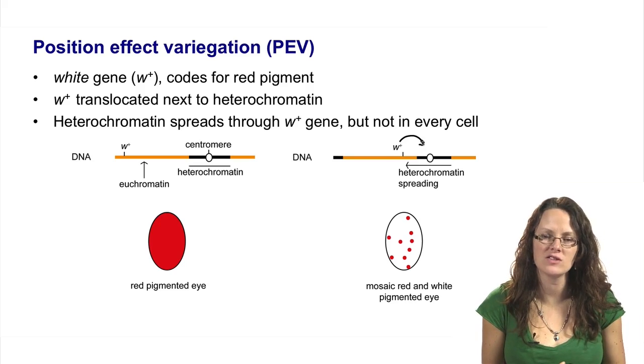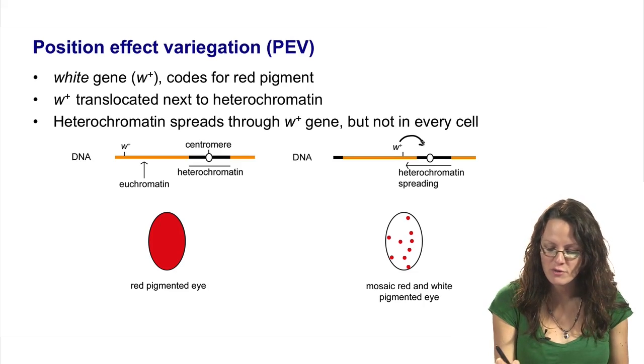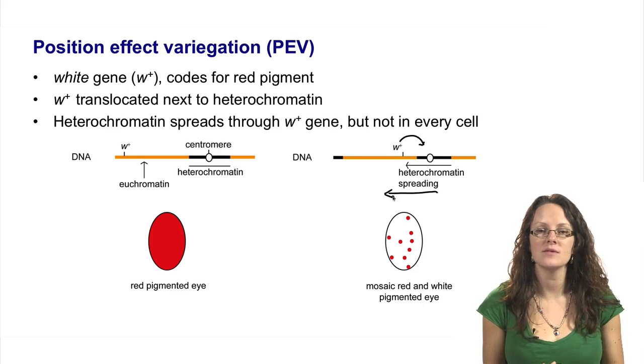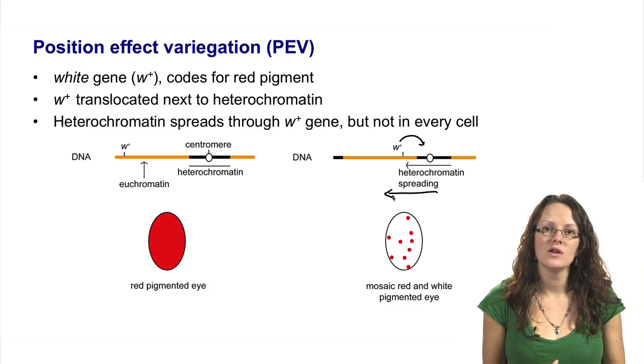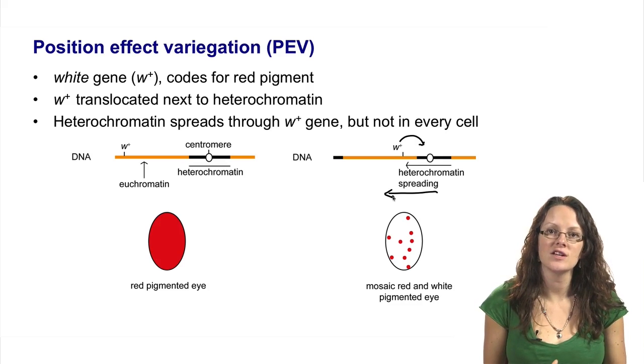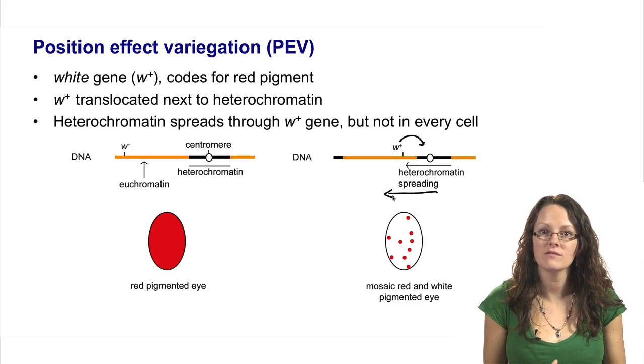When the white gene is translocated in this way, the heterochromatin found at the centromere can spread out to sometimes encapsulate and cover that white gene. So if the heterochromatin spreads through the white gene, it's then silenced, it's turned off, and you have white pigment being produced rather than red pigment.